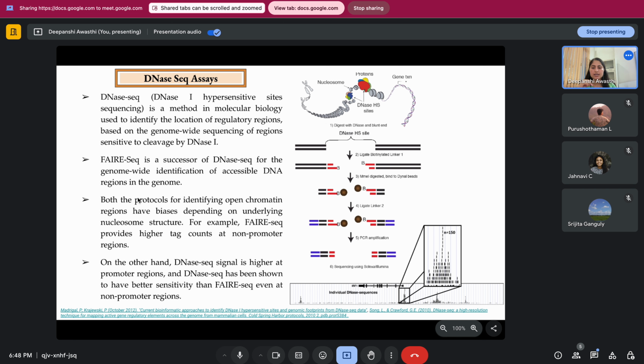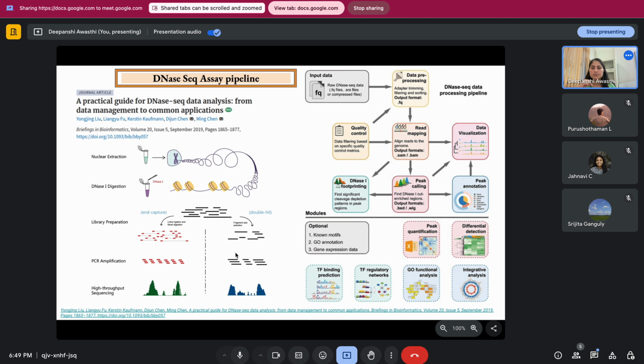That's why it came up after DNase Seq. Both protocols are used to identify the open chromatin regions, but they have biases depending on the nucleosome structure. In the case of DNase Seq, it focuses on those regions where fewer nucleosomes are present, whereas FAIRE-seq will look for all the freely accessible DNA sequences.